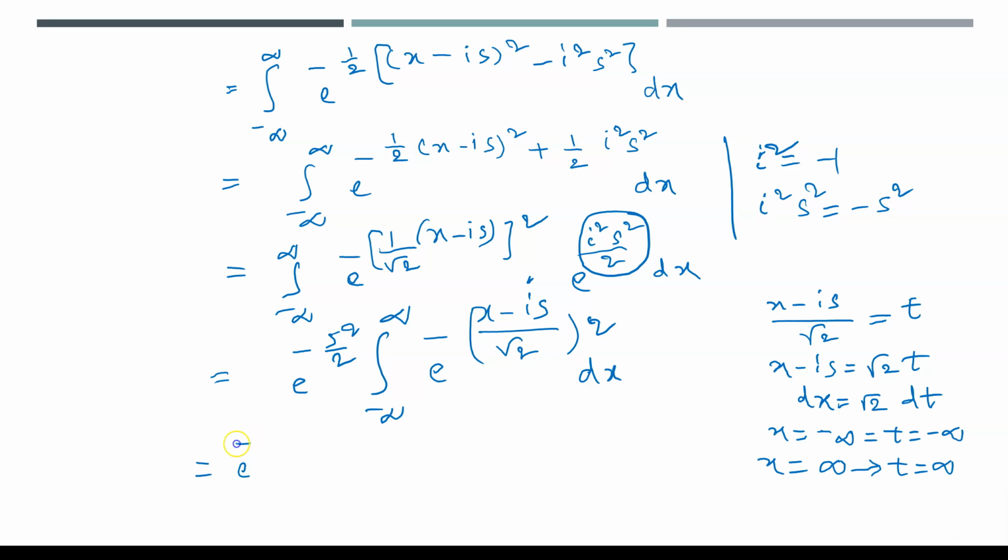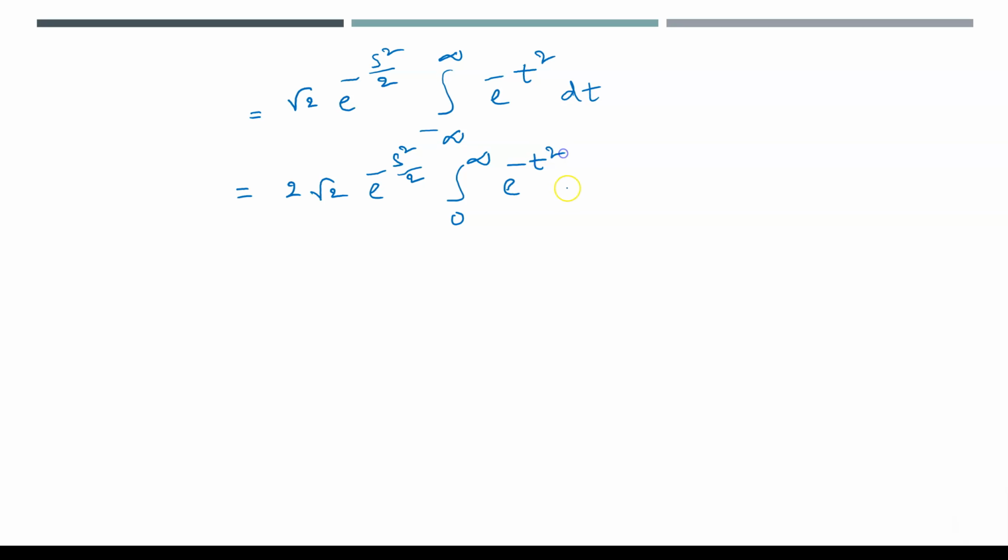So we get e power minus s square upon 2 times the integral from minus infinity to infinity of e power minus t square into root 2 dt, which is equal to root 2 into e power minus s square by 2 times the integral of e power minus t square dt. This is an even function, so we can write it as 2 root 2 e power minus s square by 2 times the integral from 0 to infinity of e power minus t square dt.